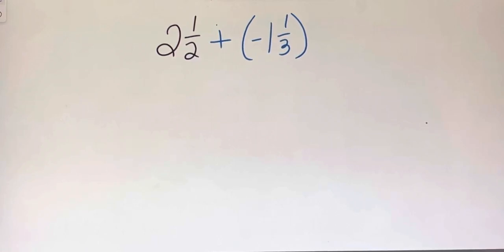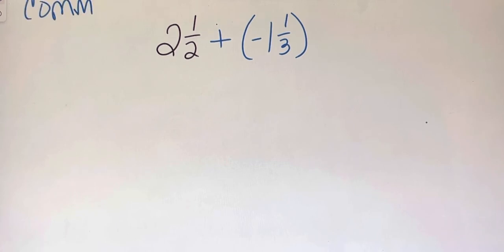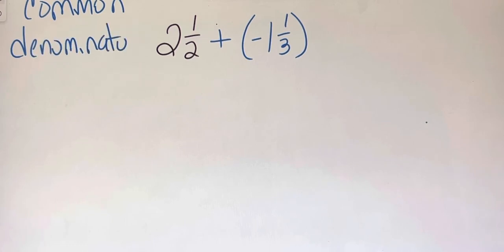Let's talk about adding or subtracting mixed numbers or fractions. They follow the same rule. You need a common denominator. A common denominator just means that the number on the bottom of the fraction needs to be the same. In this case, you can tell that it's not. We have a 2 here, and we have a 3 here. They need to be the same to add them.